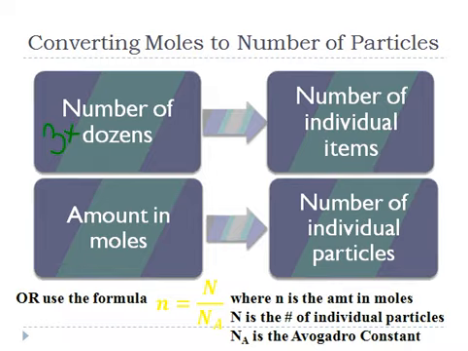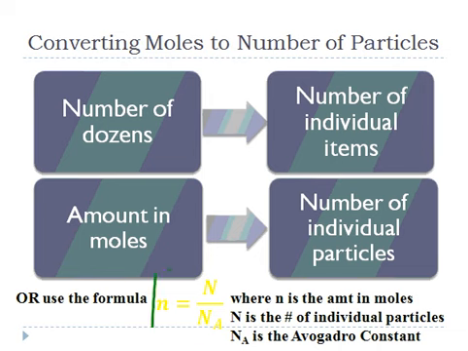Same thing will apply to moles. So if I know I have 3 moles of something, and I know what a mole is, 6.022 times 10 to the 23, I know that I can take those 2 numbers, multiply them together, and get the number of individual particles. The other thing you can do, you can use conversion factors, which we're going to learn a little bit more about in the next video.